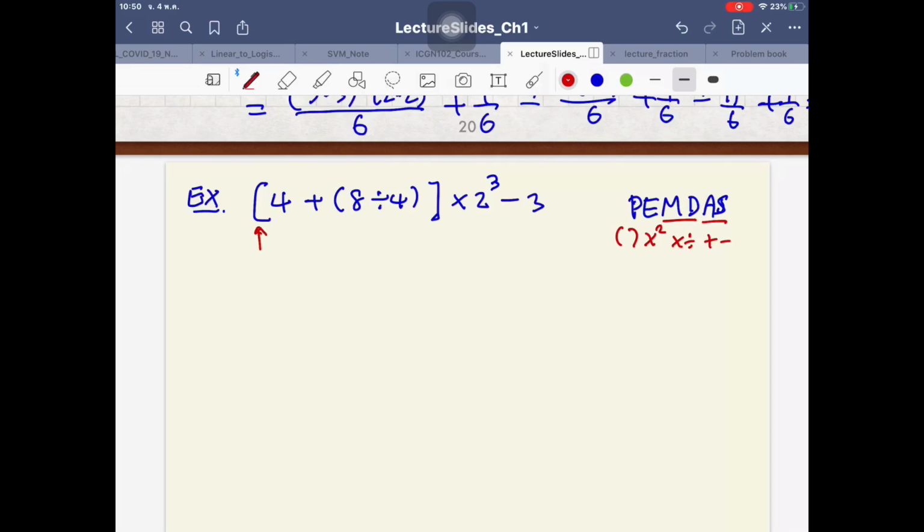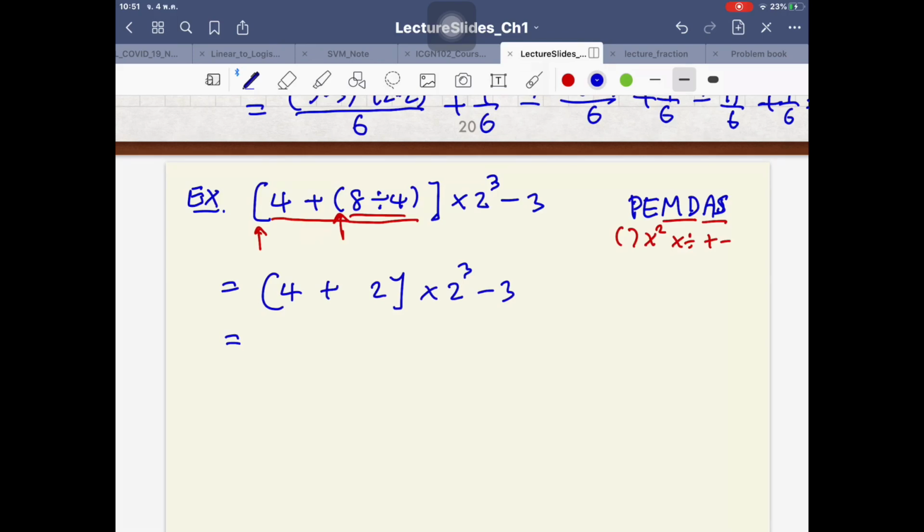So here you need to calculate the expression inside this bracket. And then for this expression, you see the term of parentheses again. So in the first step, you need to calculate 8 divided by 4, and here you get 2. And then you have 4 plus 2 in square bracket multiplied by 2 to the power 3 minus 3. Let's do the calculation inside the square bracket.